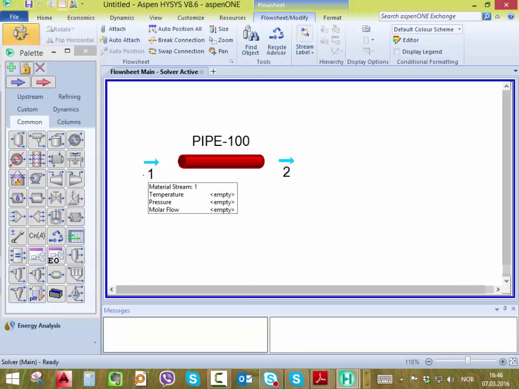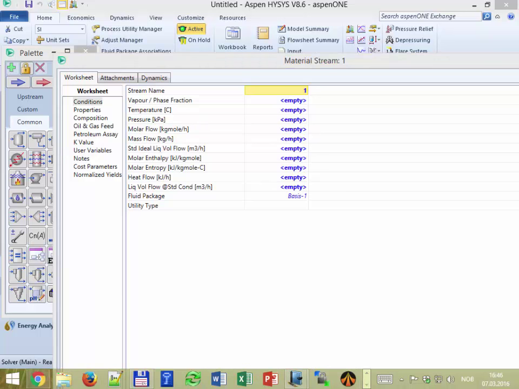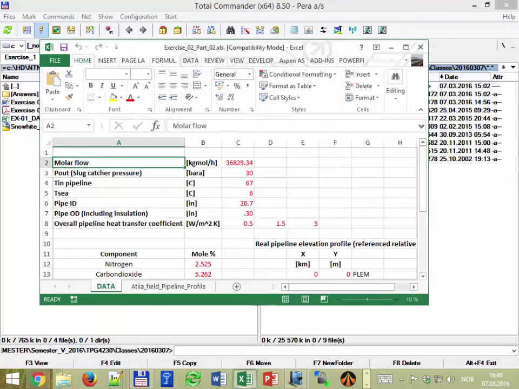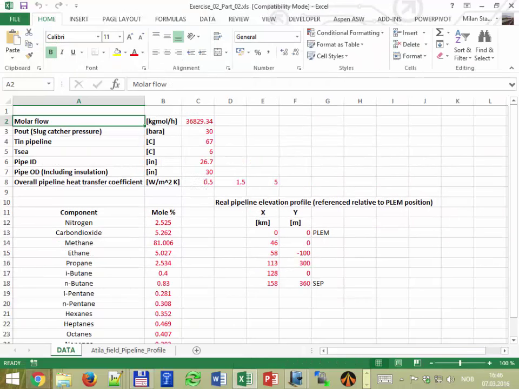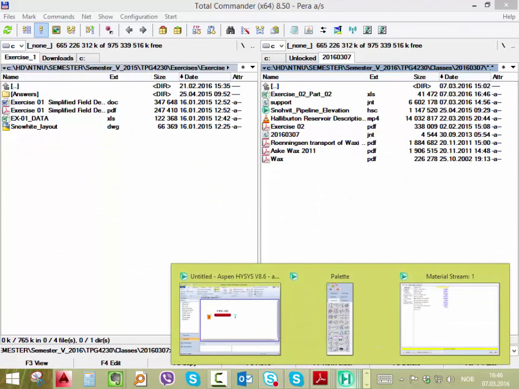And you see it's light blue, so this light blue is indicating that it needs some information. It doesn't have enough information to compute all the properties that it needs. So I'm going to double click. Okay, what does it need? The temperature. I think that data was given in the Excel sheet. Temperature at the pipeline 67, okay, 67 degrees Celsius.